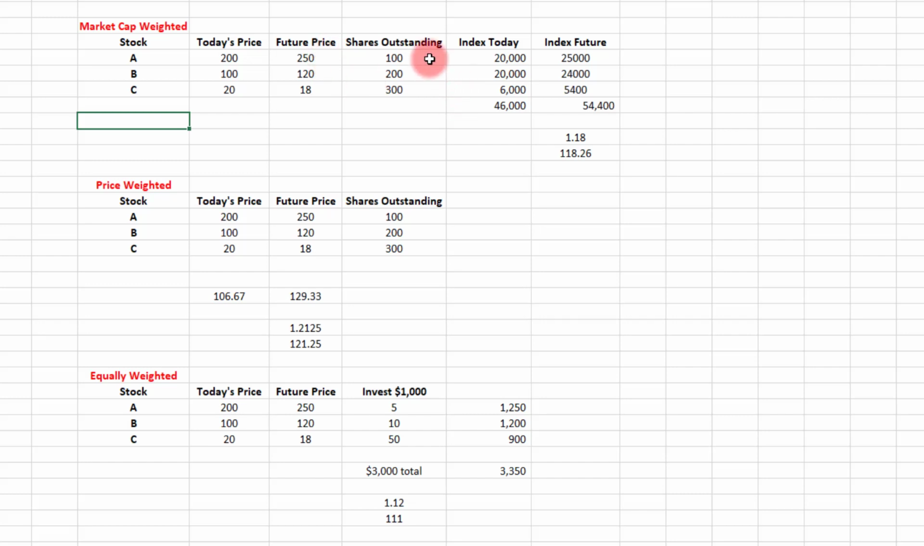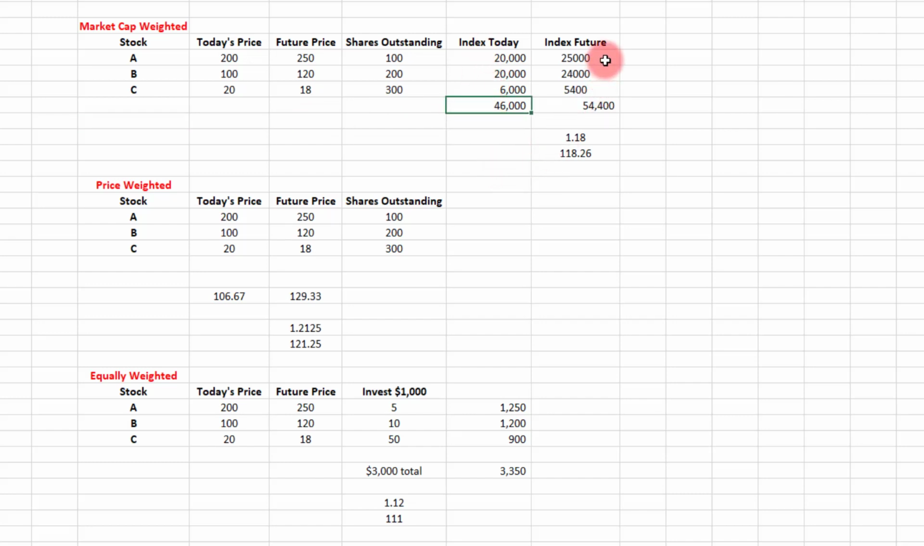Next, we need to know the shares outstanding. We've got 100 for A, 200 for B, 300 for C. Of course, in the real world, these are going to be measured in millions or billions, but just to keep the numbers small, those will be our shares outstanding. So what's the value of the index today? Well, the way that we find out today's value is we take today's price, 200, times the shares outstanding, 100, which is 20,000. We do that for B. We also get 20,000. For C, we get 6,000. We add those up, we get 46,000.